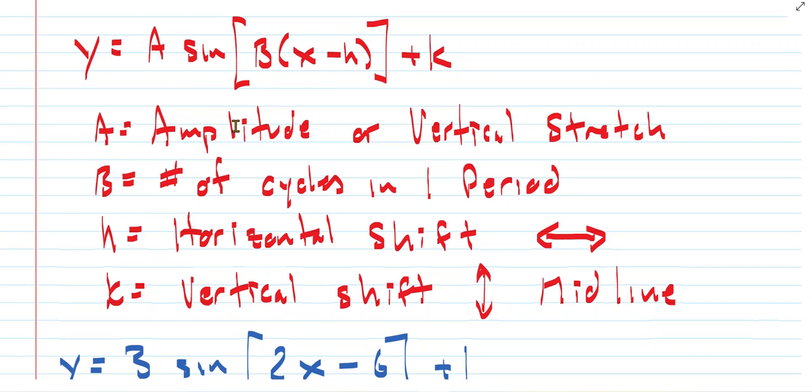A represents the amplitude, or another way of looking at that is a vertical stretch. B tells us the number of cycles or phases in one period, and we use B in order to find the period. H is a horizontal shift, left or right, and K is a vertical shift. We also refer to K as the midline. So let's see how we will use these particular characteristics of a trigonometric function to graph it.